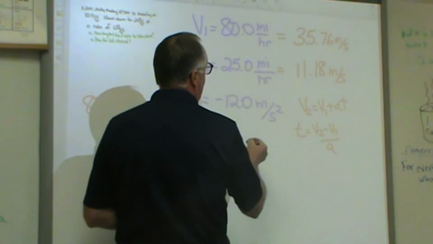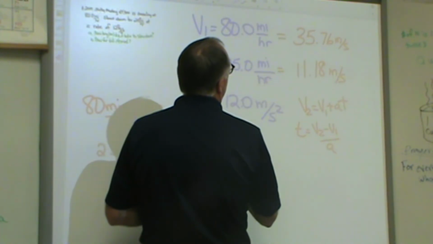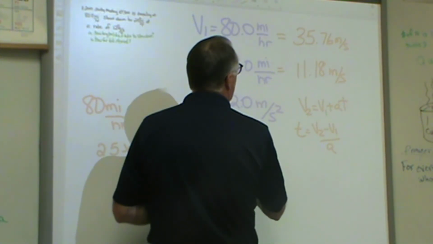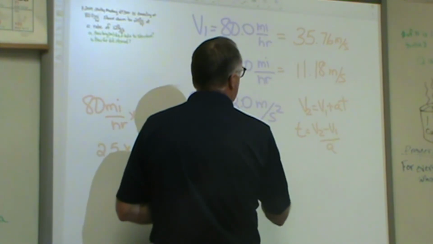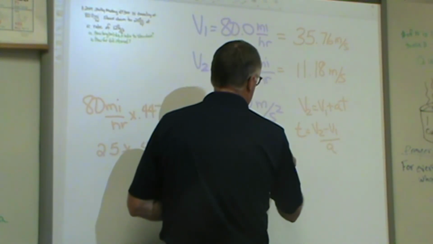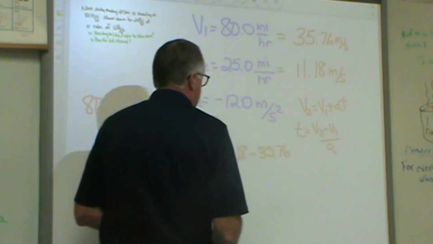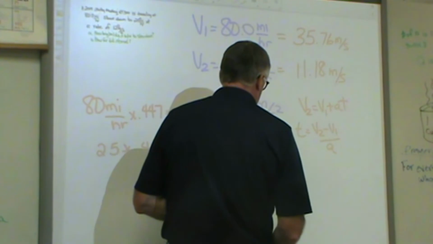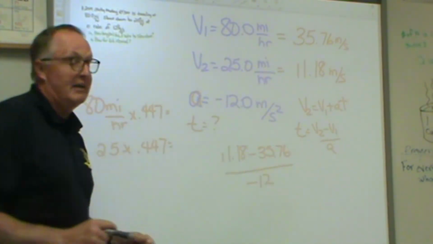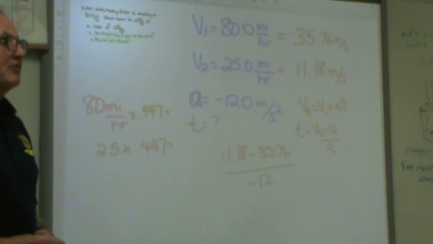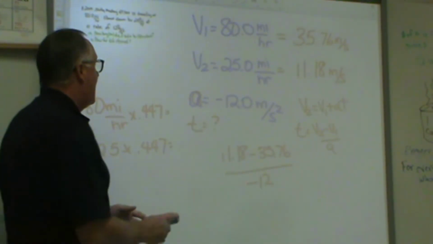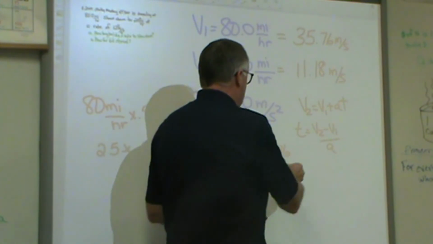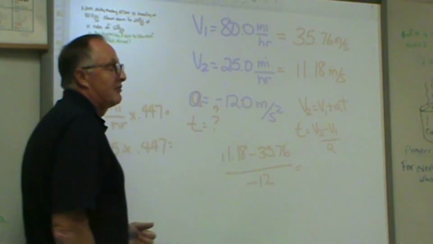So now I'm going to have V2, which is 11.18, minus 35.76, divided by negative 12. You're going to get a negative on the top, and that was going to be a problem for JC if she hadn't put a negative at the bottom. She would come out with a negative number.